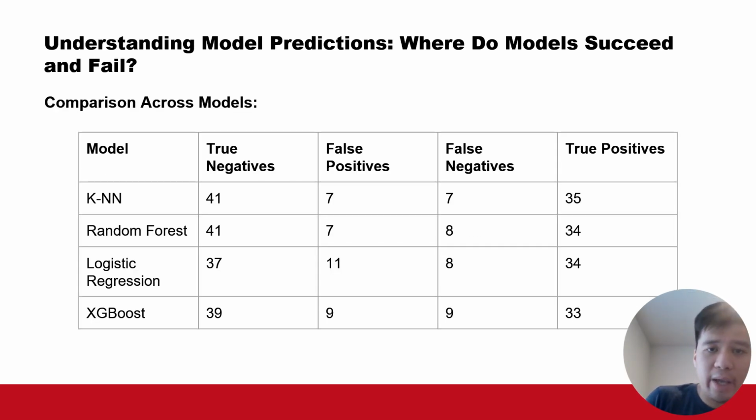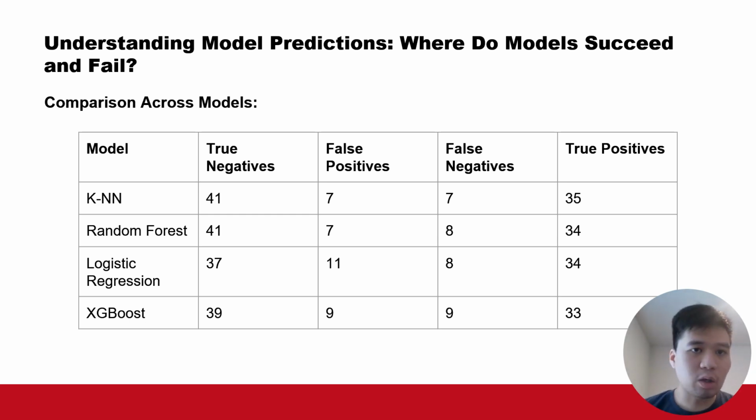Understanding where models make errors is just as important as understanding where they succeed, especially in healthcare, where different types of errors have very different consequences. Now, this table below shows the confusion matrix in tabular form, resulting from all of our four models. Now, let me explain what these numbers mean using KNN as our example, which is our best performer.